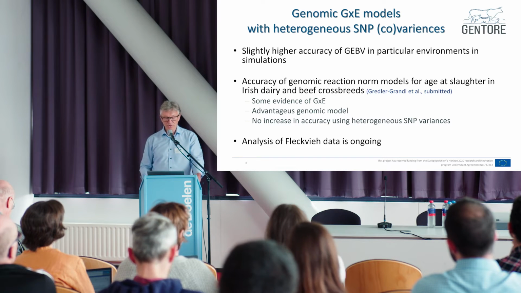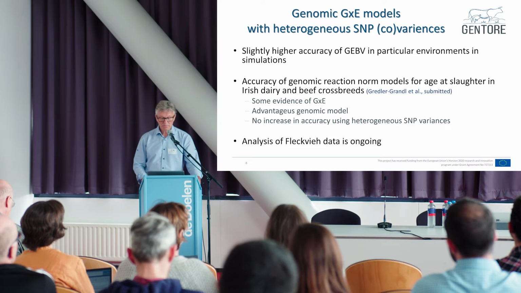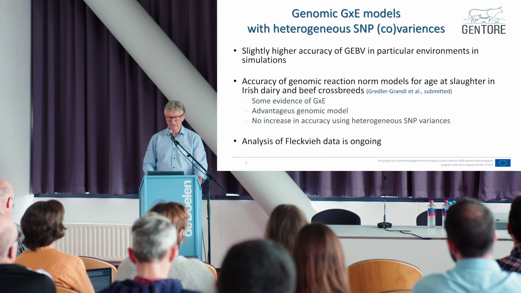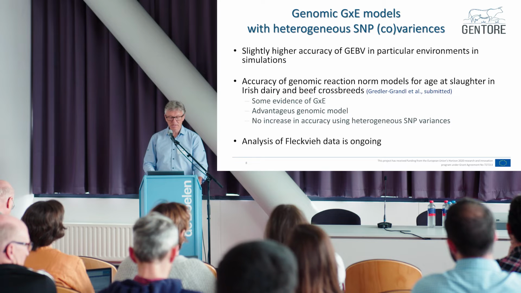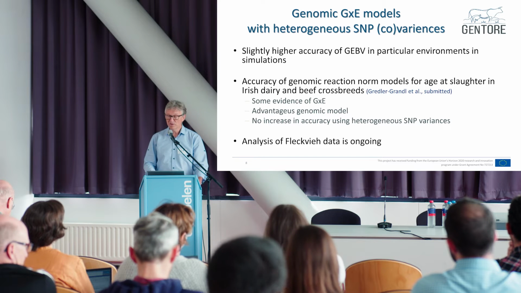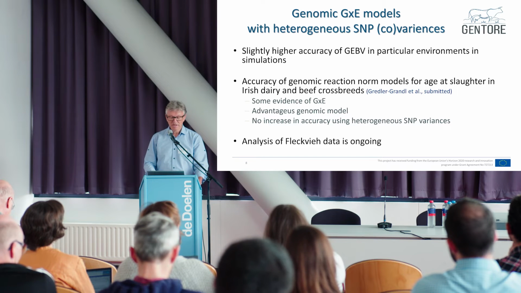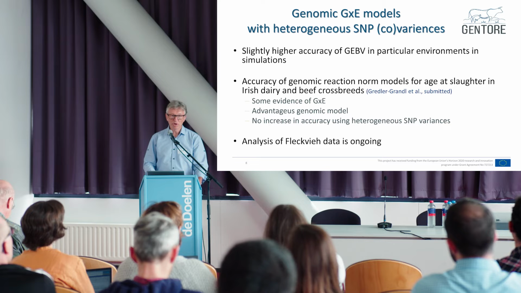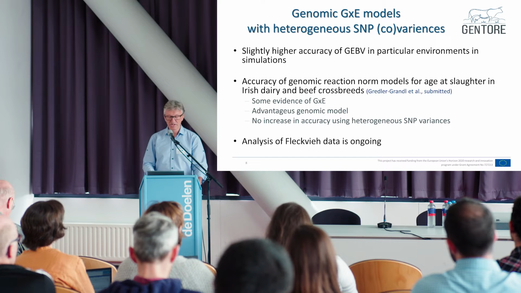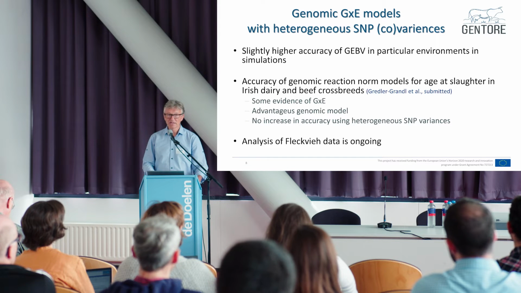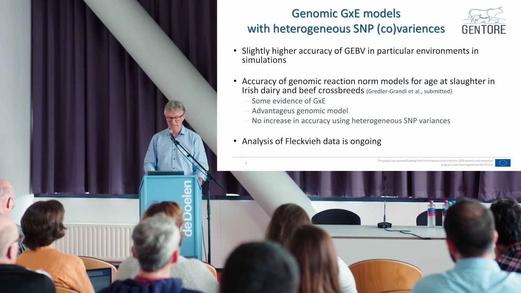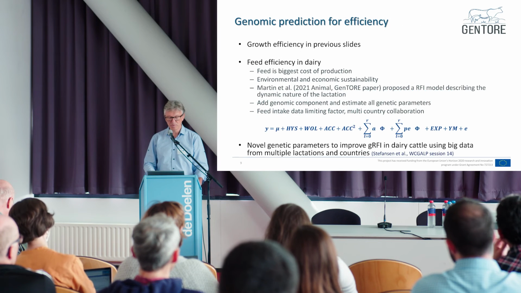And it's also used in a multi-breed analysis of the Irish breed, dairy and beef crosses. And there was some evidence of G by E. The genomic model worked well, but we didn't see an increase in actually using these heterogeneous SNP variances over the genome. And the analysis of the Fleckvieh data is also ongoing with this model now, so we'll see in the end if that brings improvements.